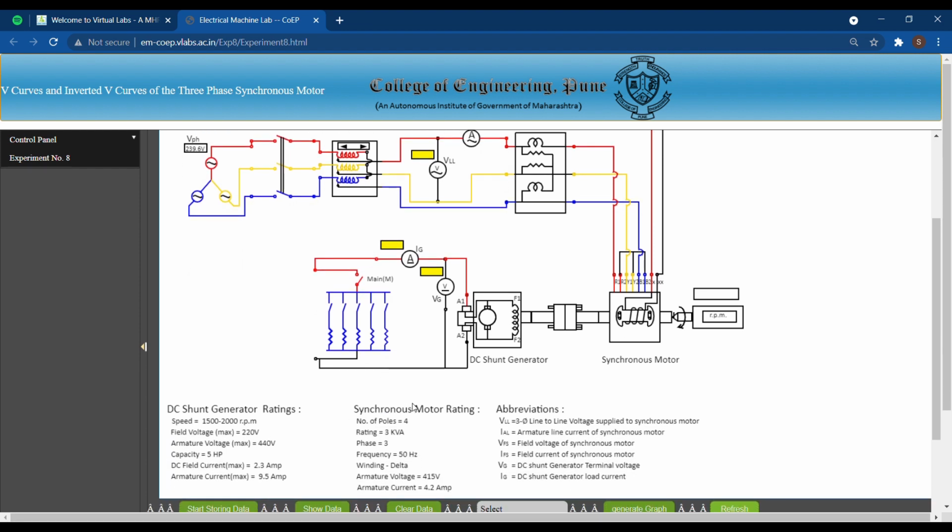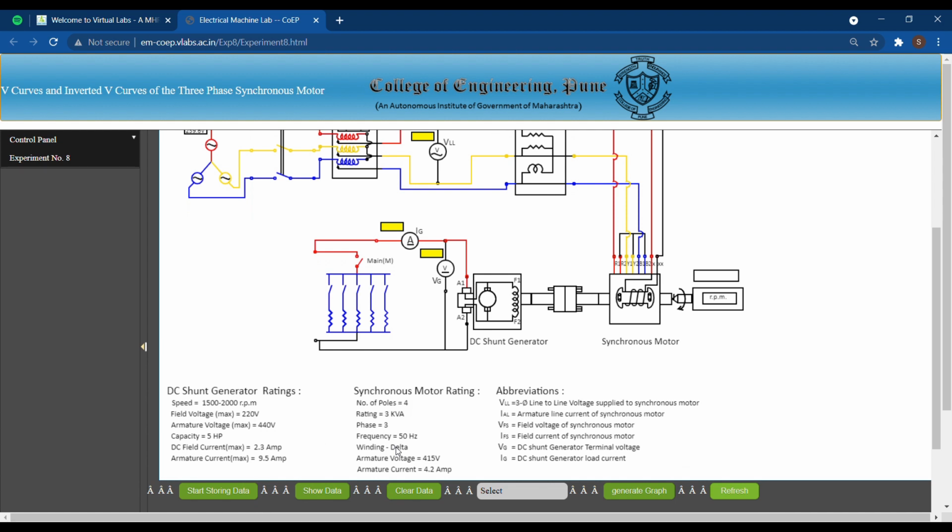The ratings of the synchronous motor as well as the mechanical load, that is the DC shunt generator, are given here. This is a 4-pole synchronous motor. Its rated voltage is 415 volt and its rated speed is 1500 rpm. Its winding is delta connected, and this shunt generator is capable of running at a speed between 1500 to 2000 rpm, and its maximum armature voltage is 440 volt.